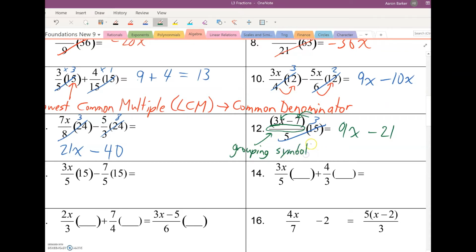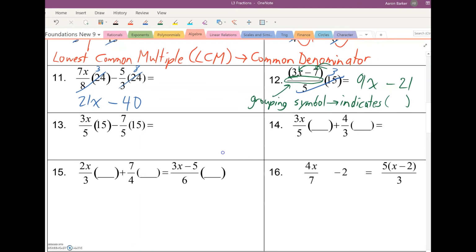Okay, it is a grouping symbol. It indicates brackets are around the top. So that's what it indicates. So question 12 actually has needless brackets. They don't need the brackets around the top because of the grouping symbol. Okay, it's a bit of a trick there.